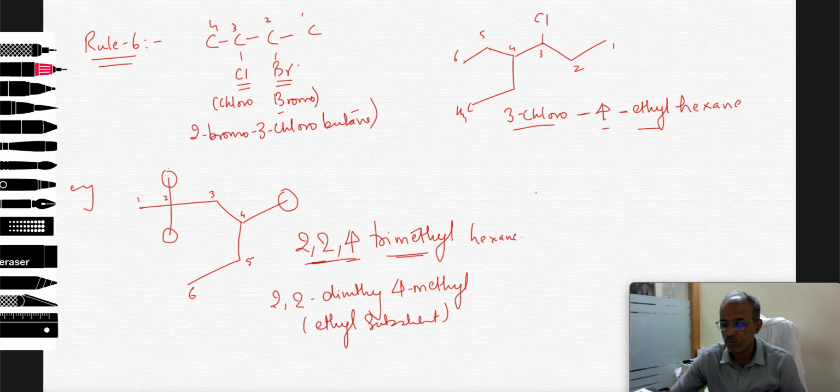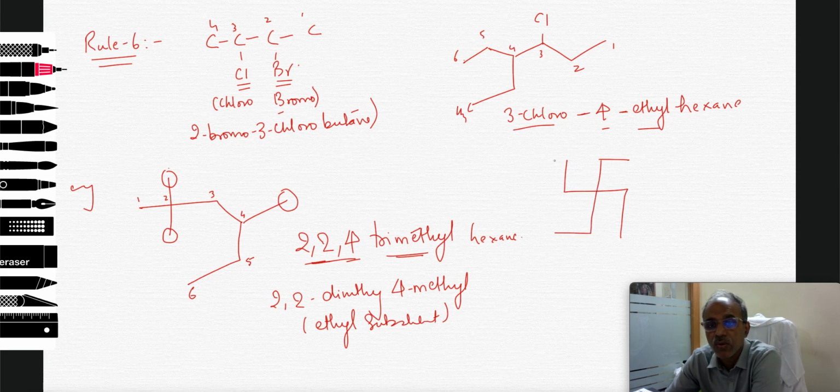Now, suppose we take this. I will take 1, 2, 3, 4, 5. So I will say it is 3, 3. This is the first carbon, this is the second carbon. So ethyl, 3,3-diethyl, because here also there is ethyl. 3,3-diethyl pentane.